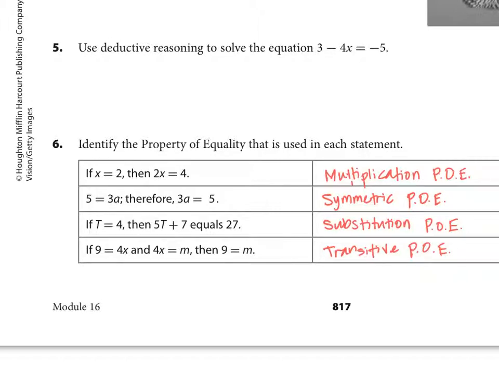The second one is symmetric property of equality, similar to the example part B above. And number 3 is substitution, because if t equals 4, that means that you replace this t right here with the 4. You do 5 times 4 plus 7, and you get 27. So you have to use substitution to arrive at that last part. And the last one is the transitive property of equality. It says that if 9 equals 4x and if 4x equals m, well, that means that 9 and m are the same thing. They're both equal to 4x, so they must be equal to each other.